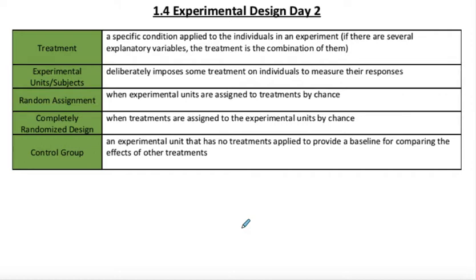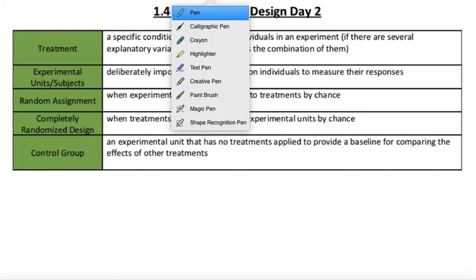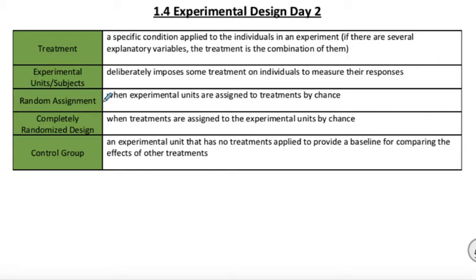Random assignment, so this is where our randomization comes back in, where we randomized out of our population to create our sample when we were looking at surveys. Now the random part is we want to use our experimental units and assign them by chance the treatments that they're going to get. So we don't want our individuals or experimental units to be able to choose the treatment.